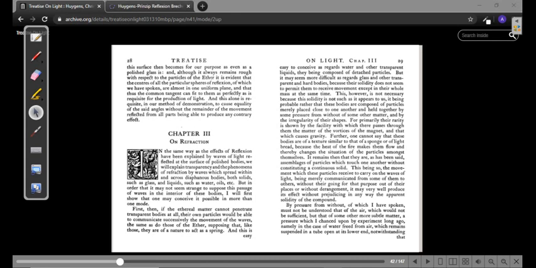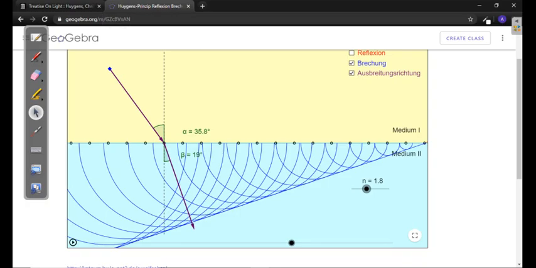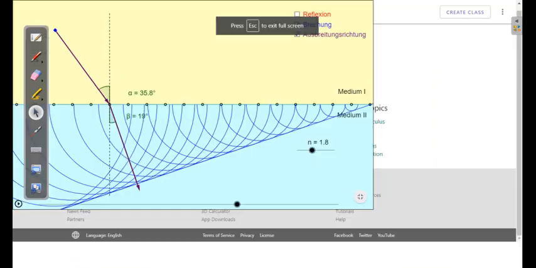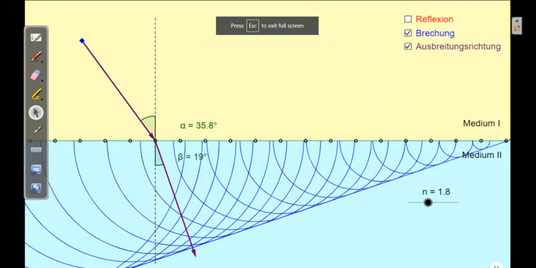Now let us come to the animation. Here you see, we have the same animation as we saw in the case of the laws of reflection. Let me bring it back to 0.